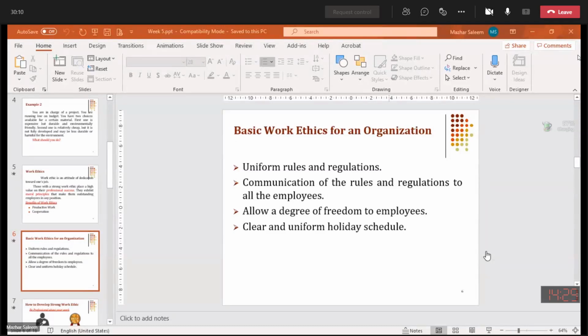Okay, you mean there should be a clear system of reward and maybe punishment as well.